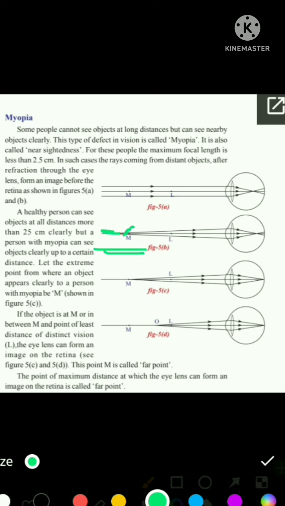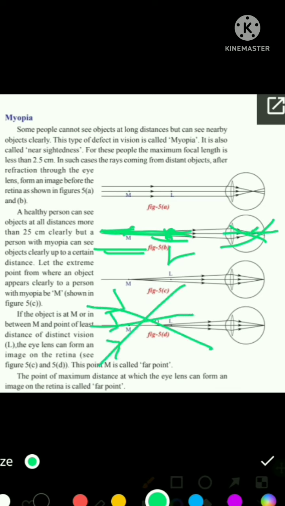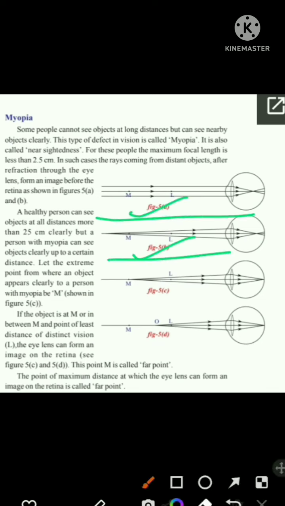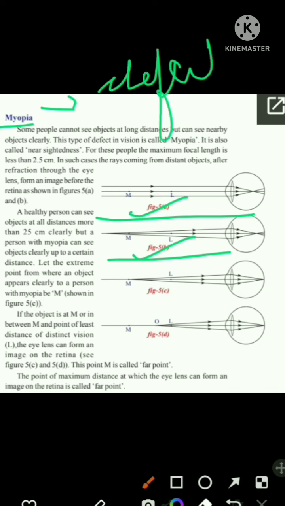And we have to draw figure 5B. Here also we see that the object is before point M and we have point L, and here also the rays meet before the retina. So you just have to draw two figures, figure 5A and figure 5B, for this answer for myopia, and you have to write that M is called the far point and L is called the point of least distance of distinct vision, because here it told us to label the diagrams, and also below it you should write myopia defect of vision.